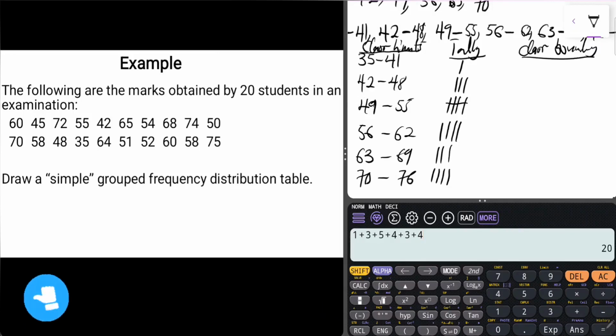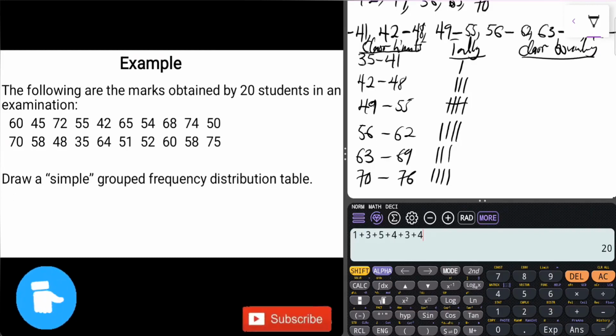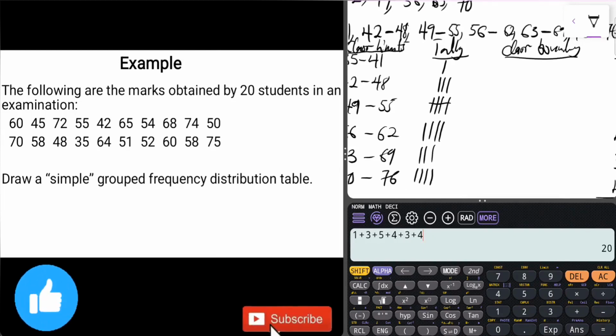So when I get 1, I'll divide it by 2, and that's going to fetch me 0.5. So to get the class boundary for the first class, I'll subtract 0.5 from 35, which is the lower class limit of the first class, and then add 0.5 to 41, which is the upper class limit of the first class. So it means that here I'm going to have my class boundary to be 34.5 to 41.5. I believe that is clear.